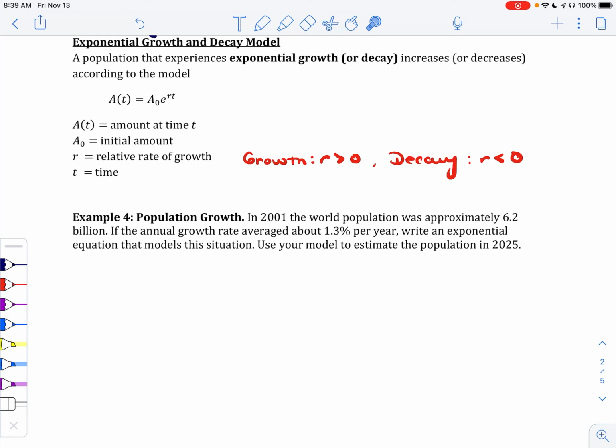So the first example we're going to look at with this more general model is population growth. So if we look at this example 4, it says in 2001, the world population was 6.2 billion. If the annual growth rate averaged about 1.3% per year, we want to write an exponential equation that models this situation and then use that model to estimate the population in 2025.